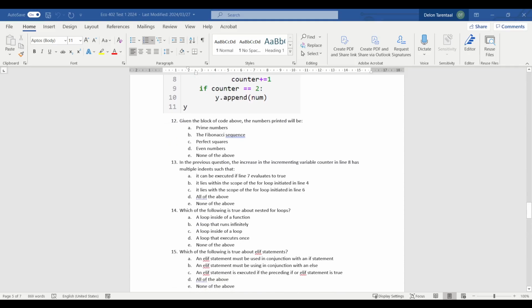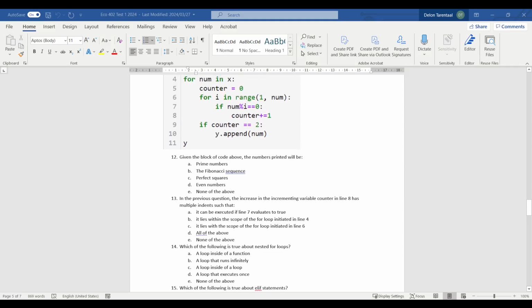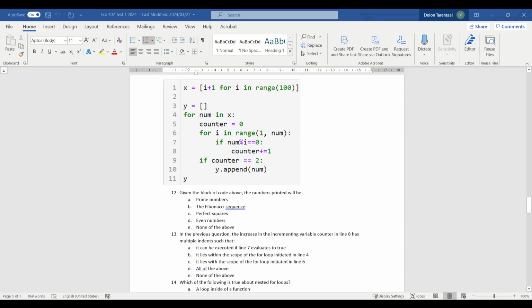So questions 13, 14, 15 are just talking about various indentations. Question 13: in the previous question, the increment of the counter variable in line 8 has multiple indents such that it can be executed if line 7 evaluates to true. Okay, that's true. It lies within the scope of the for loop initiated in line 4, which is also true. It lies in the scope of the for loop initiated in line 6. That is also true. So therefore, it is all of the above.